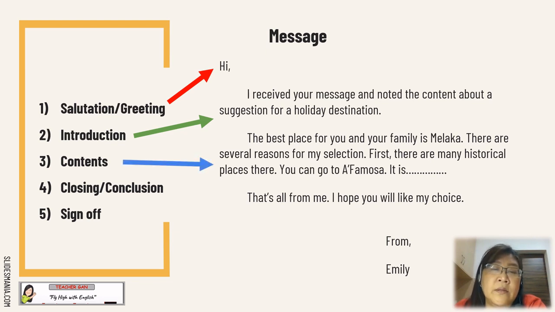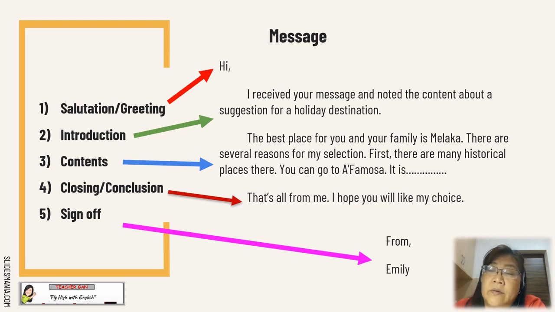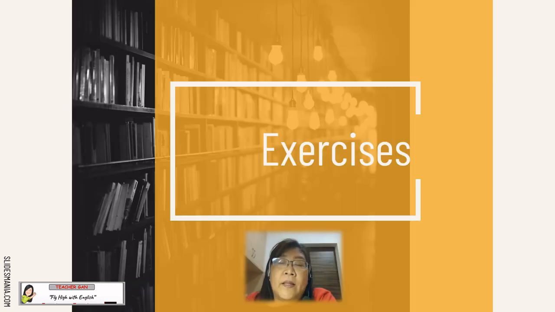Then we go to contents. Contents are your suggestions or reasons given. For example, the best place for you and your family is Malacca. There are several reasons for my selection, and then you can continue. Next, we have the closing or the conclusion. You can say, that's all from me. I hope you will like my choice. And then, lastly, you need to sign off. To sign off, you can write from and the name of the writer. For example, from Emily.